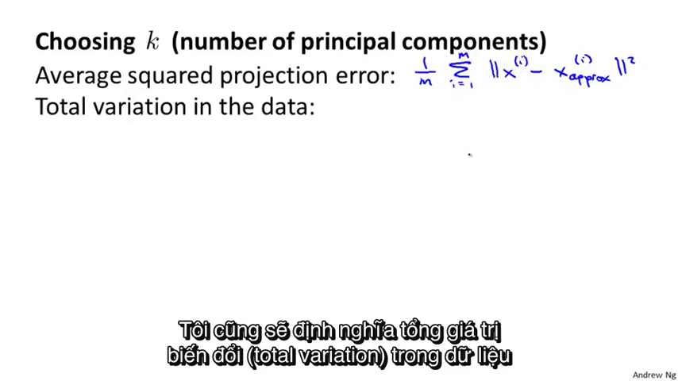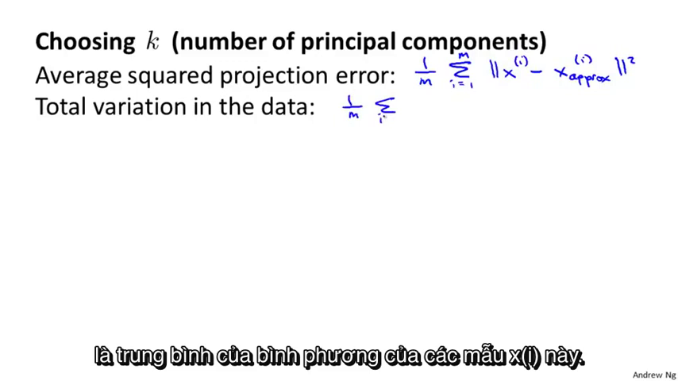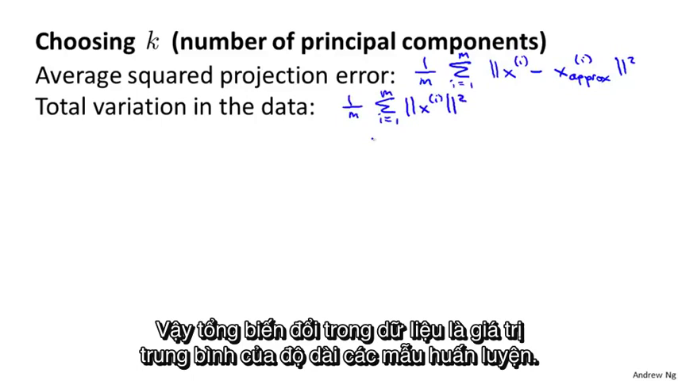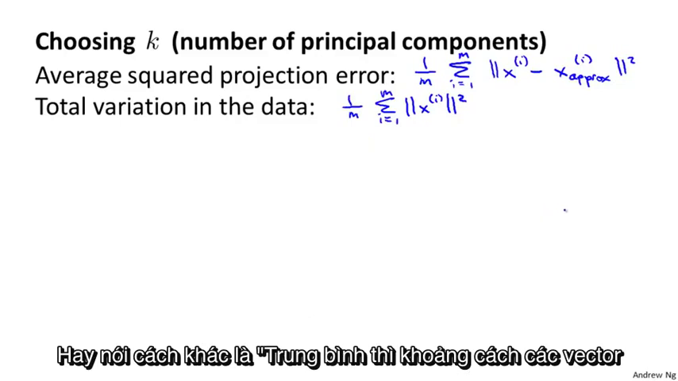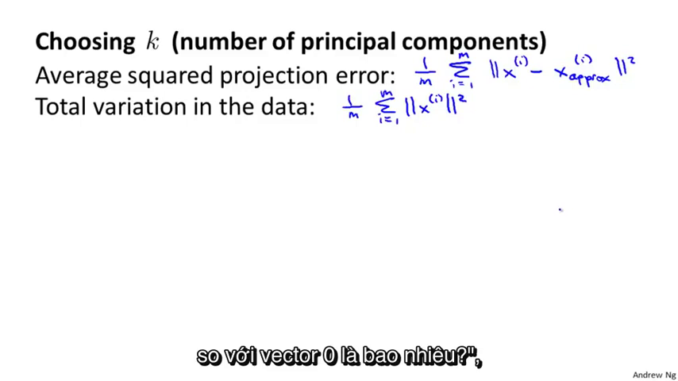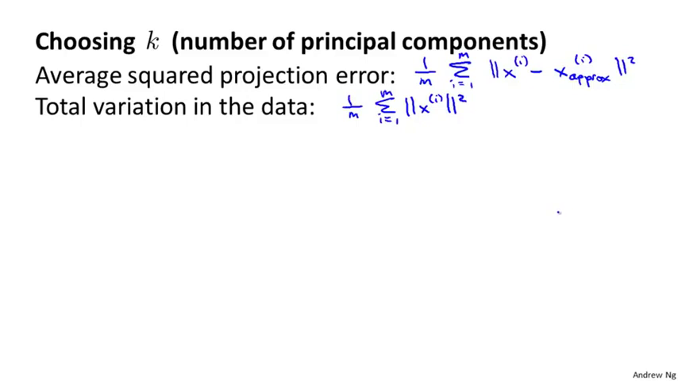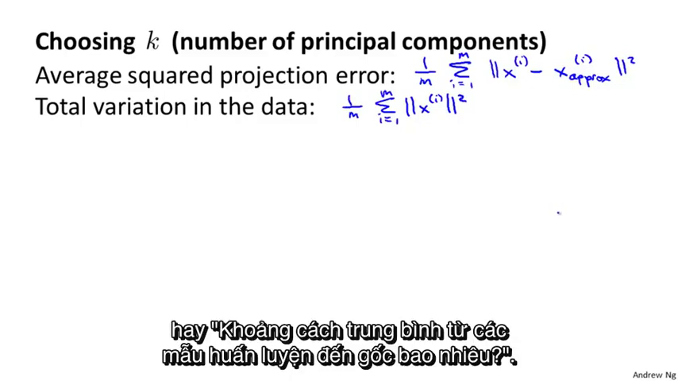Also, let me define the total variation in the data to be the average length squared of these examples xi. So the total variation in the data is the average over my training set of the length of each of my training examples. And this says, on average, how far are my training examples from just being all zero. So how far on average are my training examples from the origin.